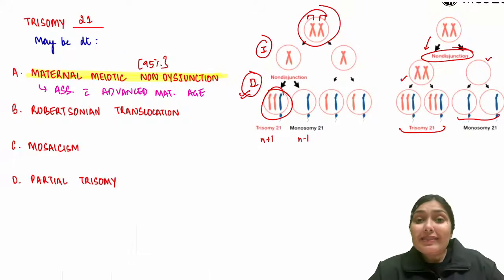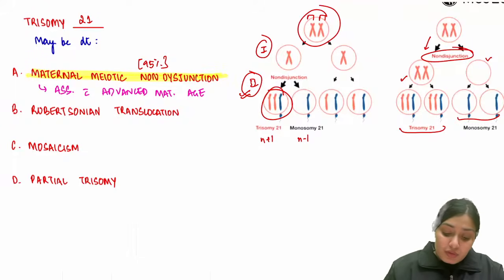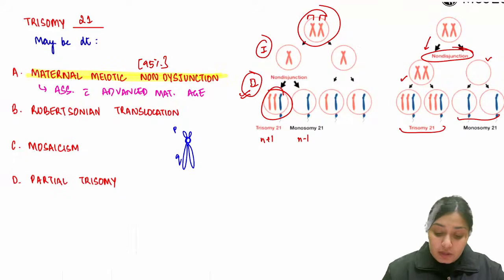So I told you 95% of the cases this is going to happen. But there are certain other methods also in which we can have extra chromosomal material. What is that? Firstly, we have Robertsonian translocation. You know what Robertsonian translocation is? The acrocentric chromosomes that have a very short p-arm and a very long q-arm.